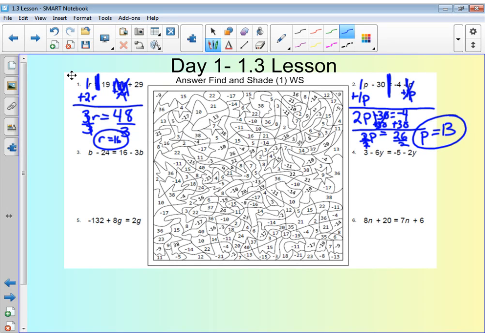Okay, so let's go through and do number 3. So I've got B minus 24 equals 16 minus 3B. It doesn't matter which B you move. Okay, but here's my equal sign. I have to get them all to one side.